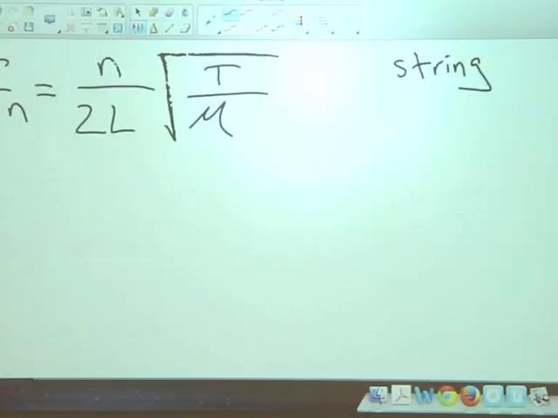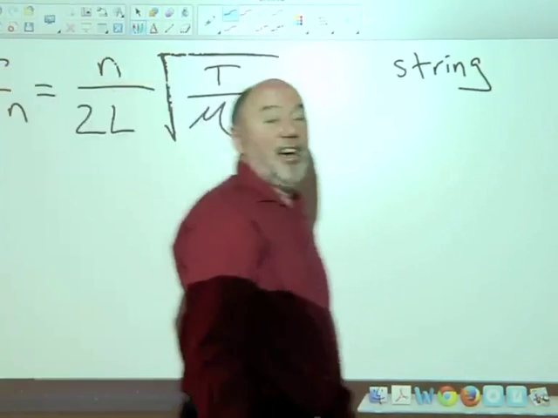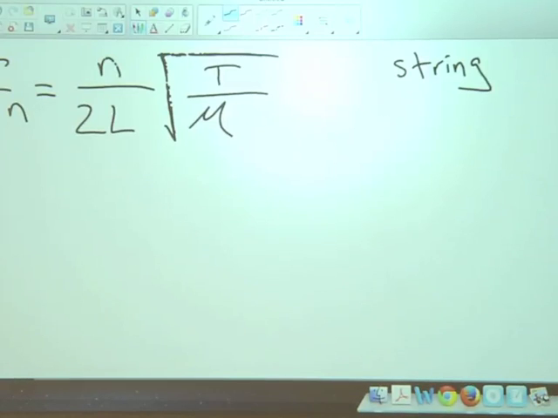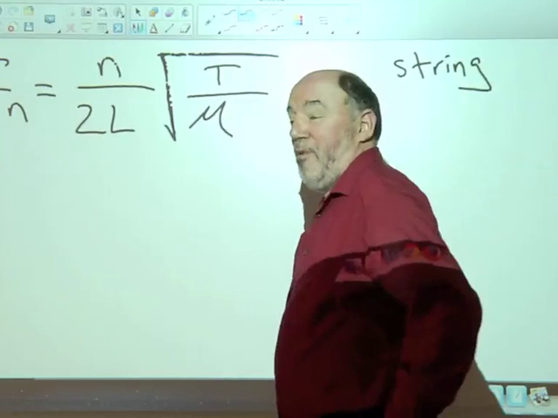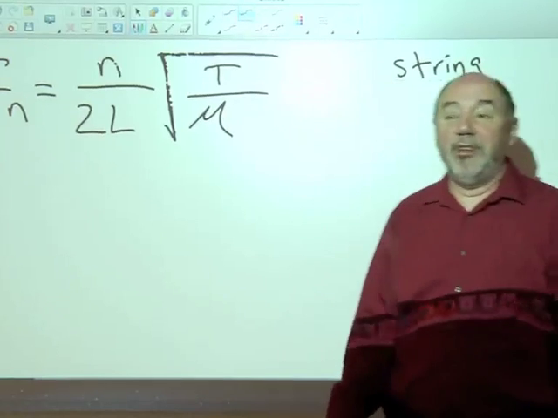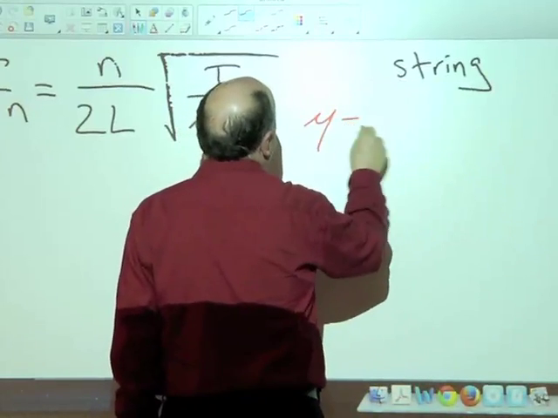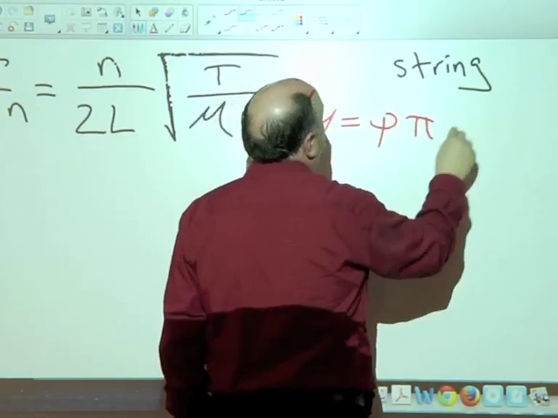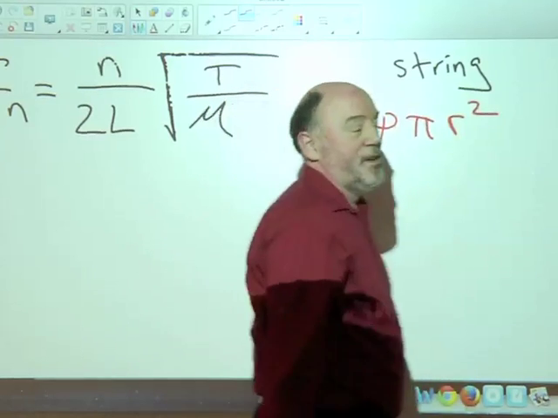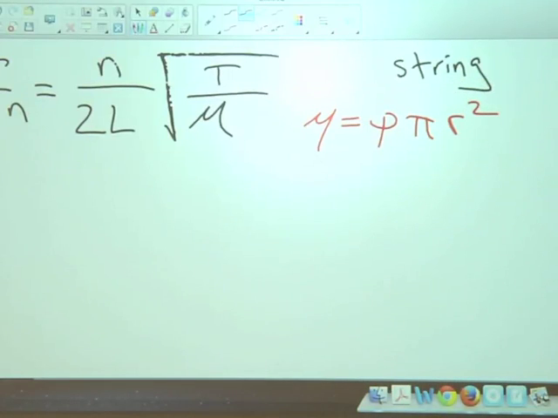All right, so T is, again, like we saw before, tension. Mu, we saw before. And again, we said from before that mu was basically the mass per unit length, if you remember from before. And so we said mu is given by rho pi r squared. And generally we think in terms of a string the cross-sectional area is going to be a circle.